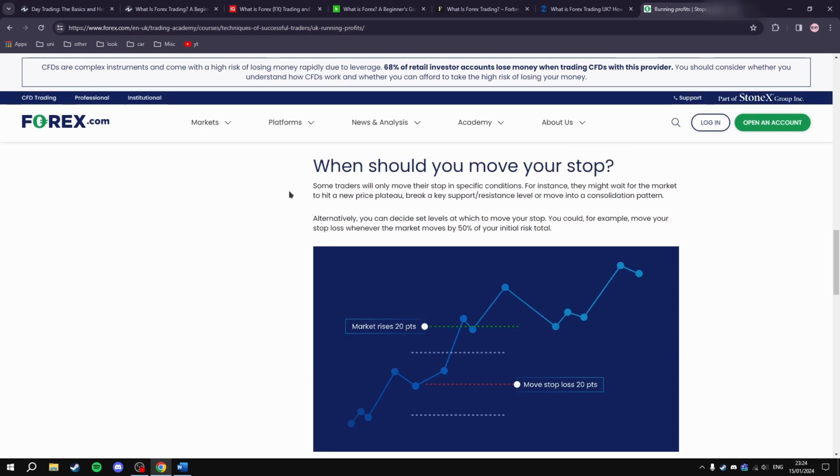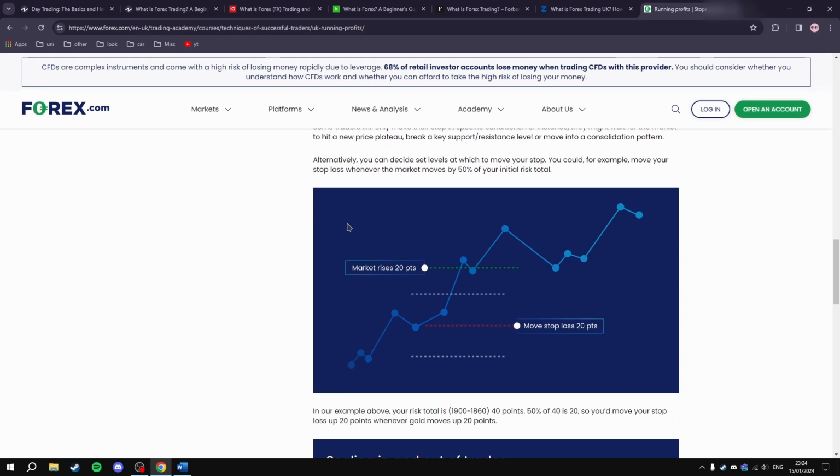When should you move your stop? Some traders will only move their stop in specific conditions. For instance, they might wait for the market to hit a new price plateau, break a key support or resistance level, or move into a consolidation pattern. Alternatively, you can decide set levels at which to move your stop. You could, for example, move your stop loss whenever the market moves by 50% of your initial risk total.